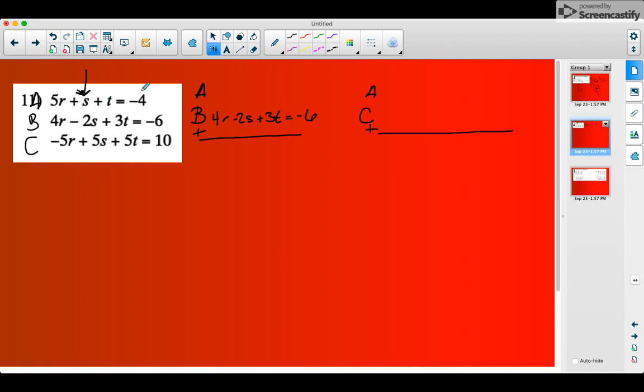But I'm going to take A, and I'm going to multiply the whole thing by 2. Now remember, when you're multiplying by any number, you have to multiply all 3 coefficients and the number on the other side by that number. So whether it's multiplying by 3 or 4 or whatever it is, you always have to multiply every single thing in the equation by that number. And on the other side, I'm going to leave equation C alone.